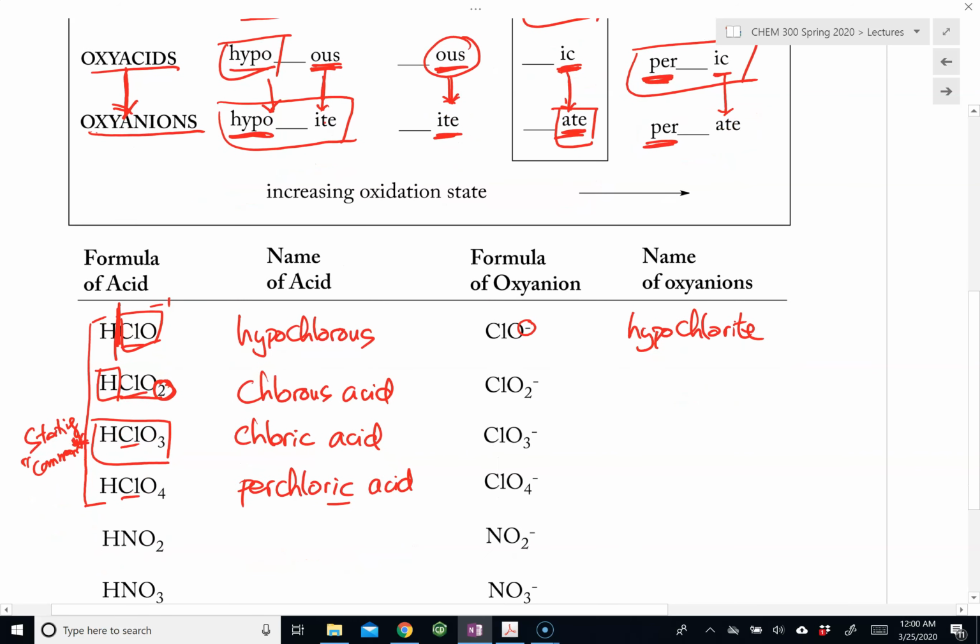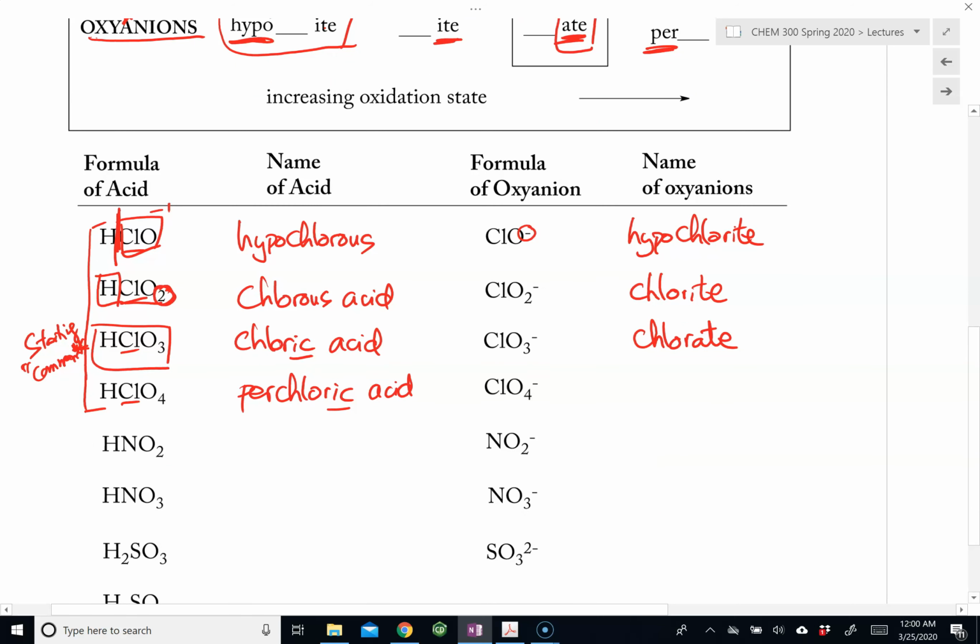And similarly, when we have chlorous acid, that is this ending right here. Once a chlorous or an -ous acid has given up its proton already, its ending would now become -ite. So this would be called the chlorite. And with the -ic ending, once it has given up the proton to become the oxyanion, this will be named as the chlorate with the -ate ending.